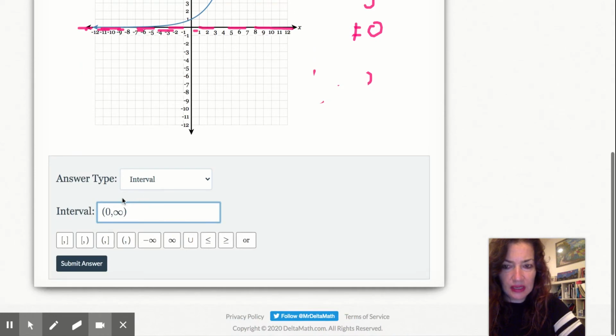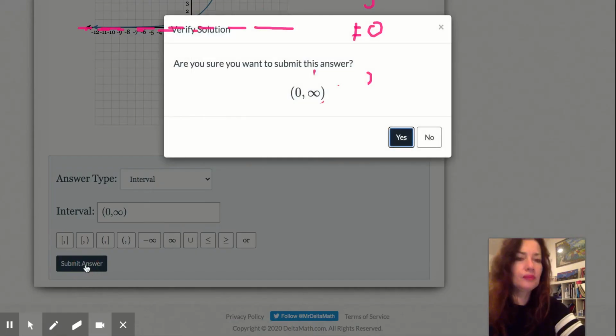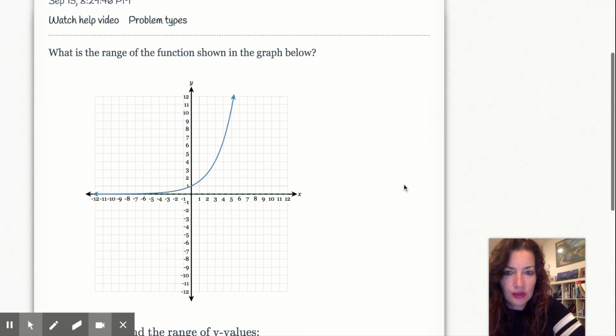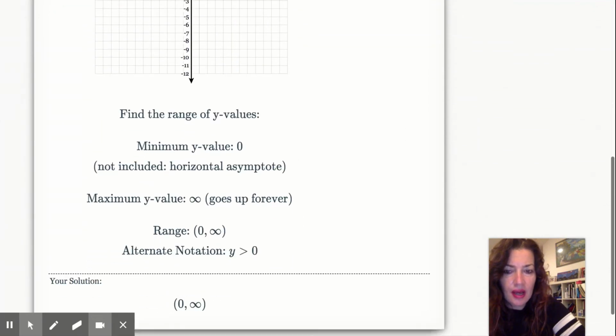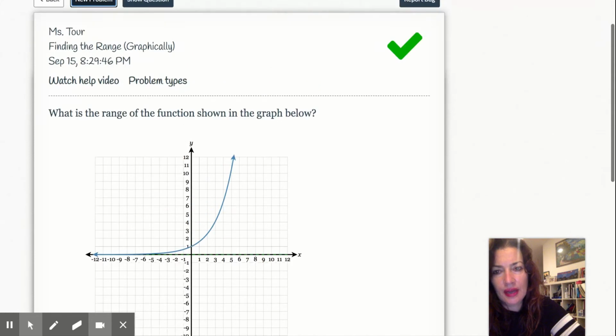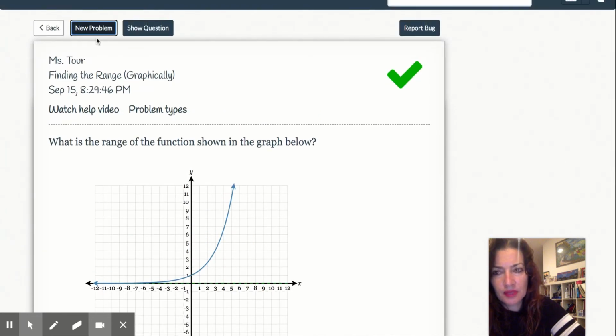Let's go ahead and submit this and see the notation. So let's take a look. We have a horizontal asymptote, as we mentioned, at y equals 0. The y value goes forever up, and so the range is just 0, infinity, or simply put, it's just y is greater than 0. Let's go ahead and look at another problem, see what we get.